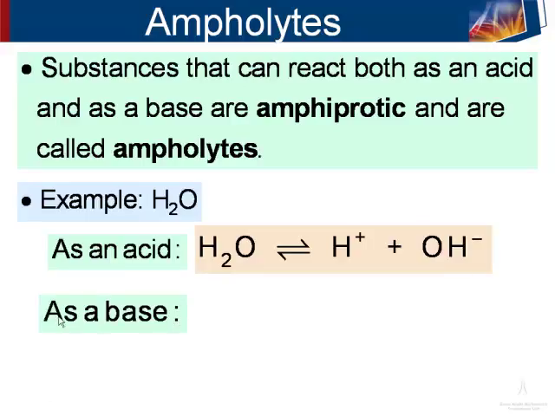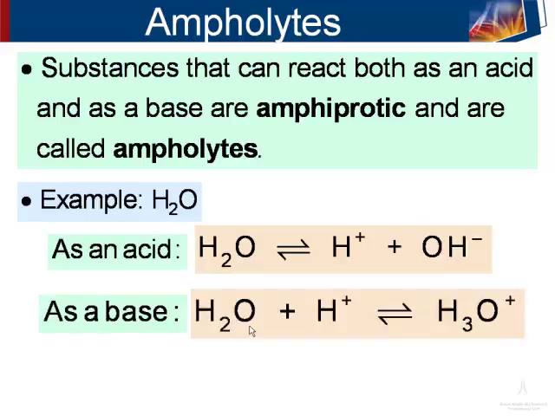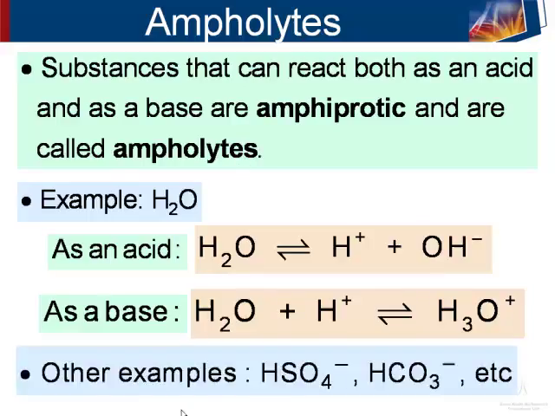But water can also act as a base. And here's the example where water receives a proton to form the H3O+ ion. So it can act as an acid as well as a base, and so we refer to it as an ampholyte. There are other examples of ampholytes. The HSO4- ion. When you look at this ion, it can receive a proton, making it a base, but it has an H+ ion here, which means it can also donate a proton, making it an acid. The HCO3- ion is also another example of an ampholyte.